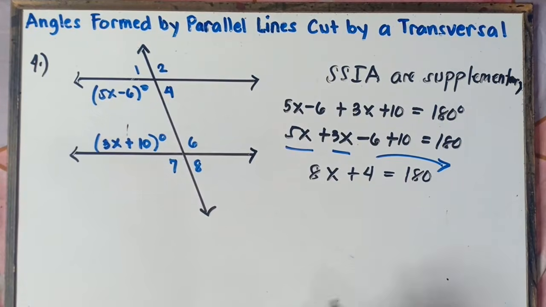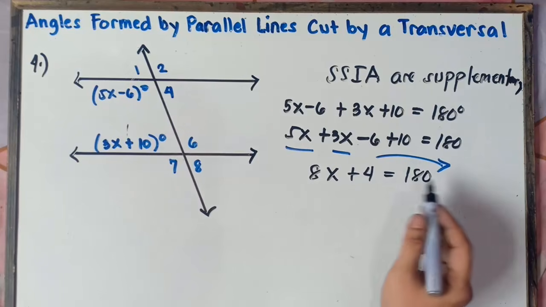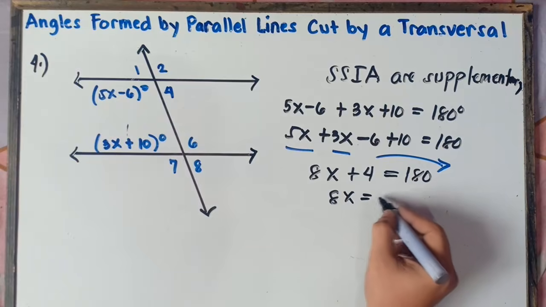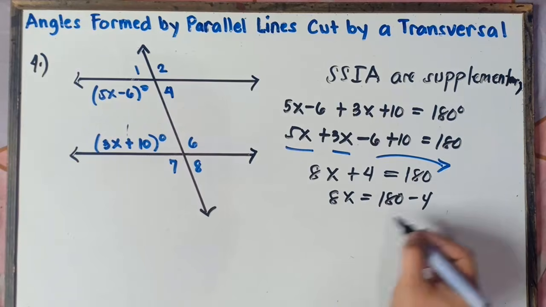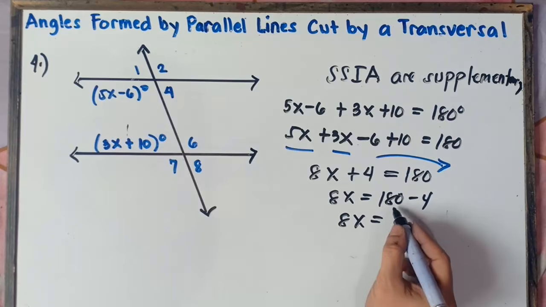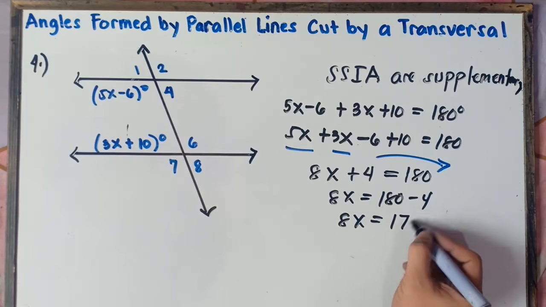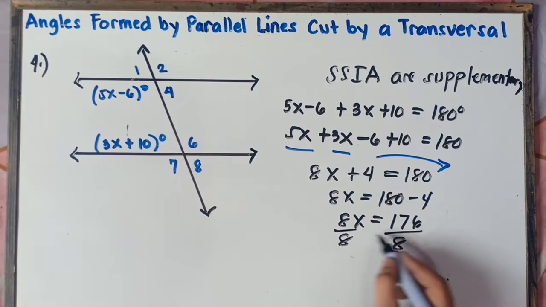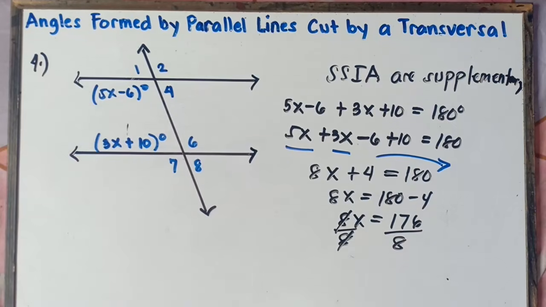Or we can just simply transpose 4 from left to right. Once you transfer from this equal sign, you change the sign. So this will be 8x equals 180 minus 4. That would be 176. And then simply divide both sides by 8. Cancel this out. Apply the division property of equality.